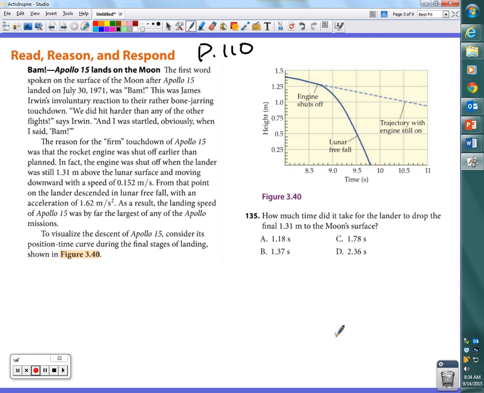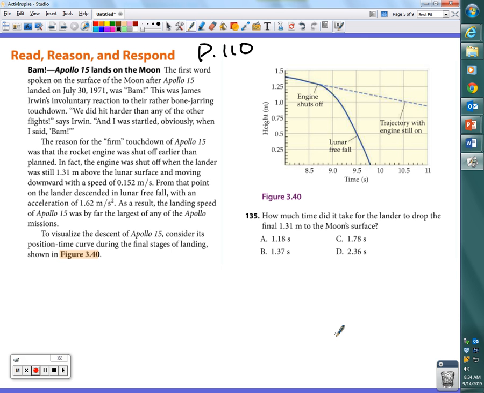It is entitled BAM! Apollo 15 lands on the moon. So, on July 30th, 1971, Apollo 15 landed on the moon. So approximately 2 years after Apollo 11 was the first mission to land on the moon, which was July-ish 1969, okay? I always wonder why this skipped like 12 or 15. No, they didn't. Apollo 12 landed on the moon. Apollo 13 never made it to the moon. Did you ever see the movie?